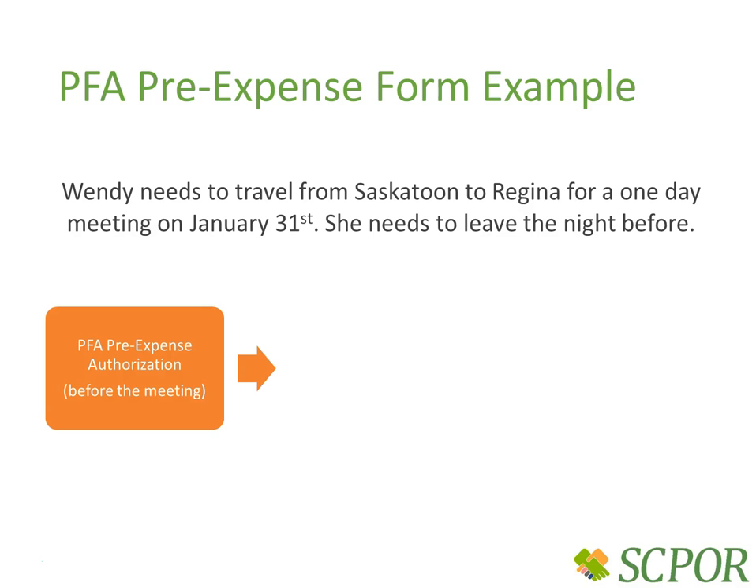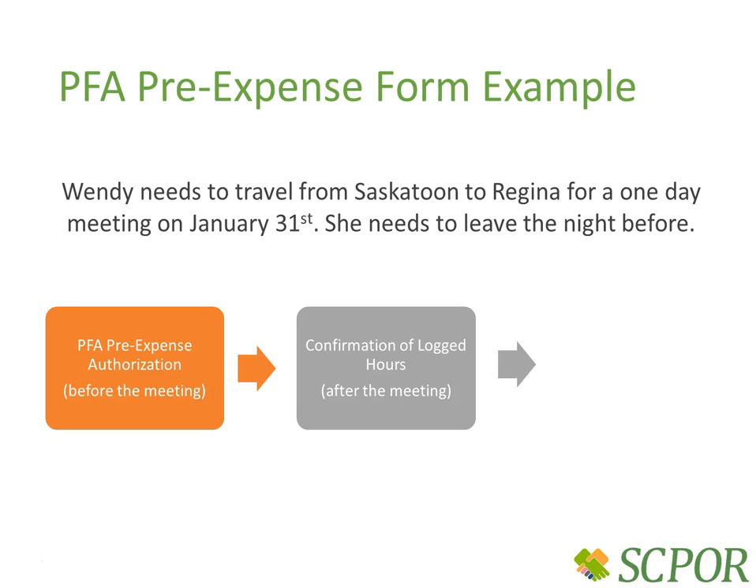In the PFA processes, the expense claim form comes at the end. So we've already looked at in earlier videos filling out the pre-expense authorization, which happens before the meeting, and filling out the confirmation of logged hours, which is tied to the PFA honoraria, which happens after the meeting. And now we're going to be filling out an expense claim form, which also happens after the meeting.